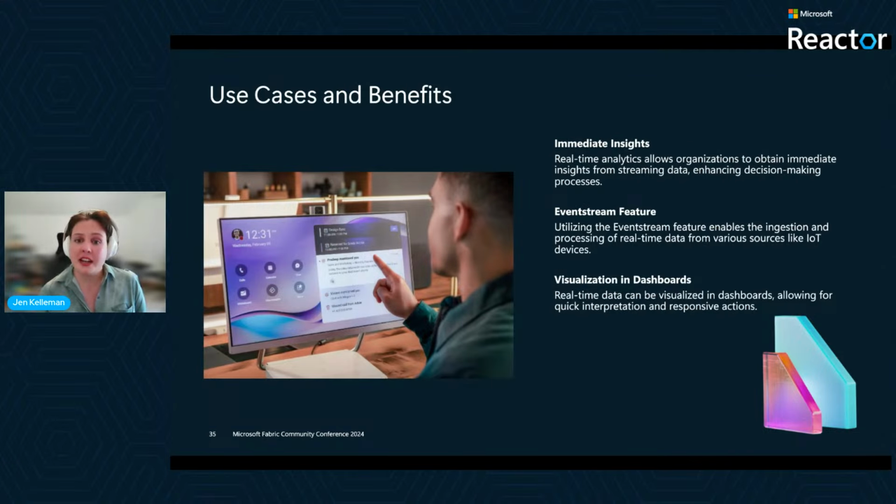Some of those immediate insights allow organizations to obtain information about streaming data, helping them enhance their decision-making processes. The event stream feature enables the ingestion and processing of real-time data from various sources like IoT devices. We also have visualization and dashboards. Real-time data can be visualized in dashboards, allowing for quick interpretation and responsive actions.